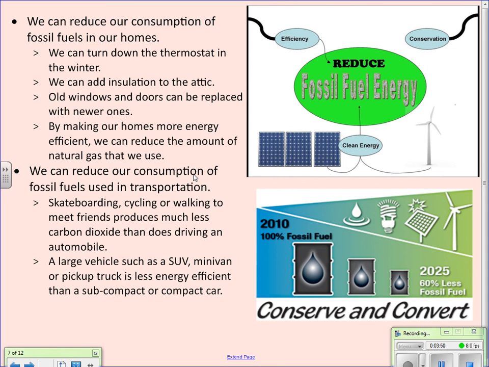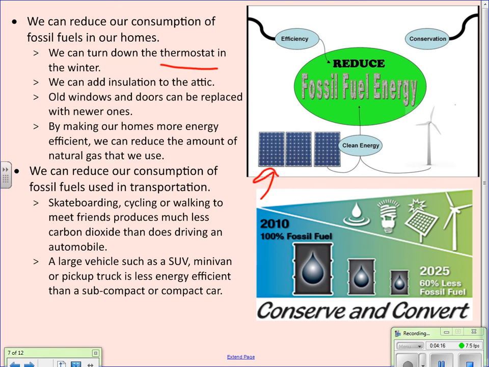We also can reduce the consumption of fossil fuels, and we can do this by some very, very easy ways. We can turn down the thermostat in the wintertime. We can add more insulation. We can replace doors and windows. We can do things to make our house more energy efficient. We can add alternative fuel sources or alternative energy sources.